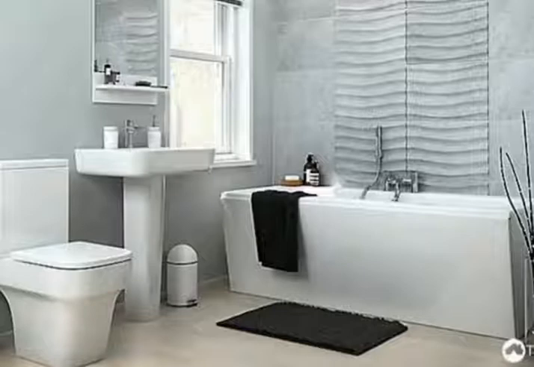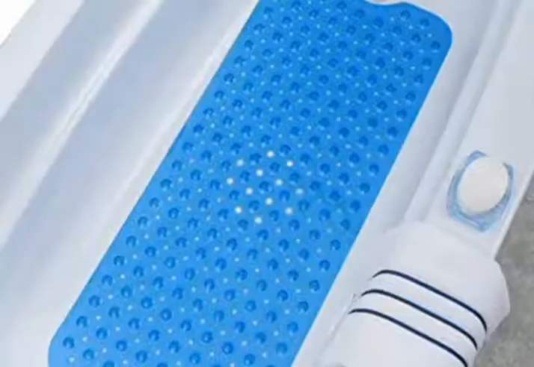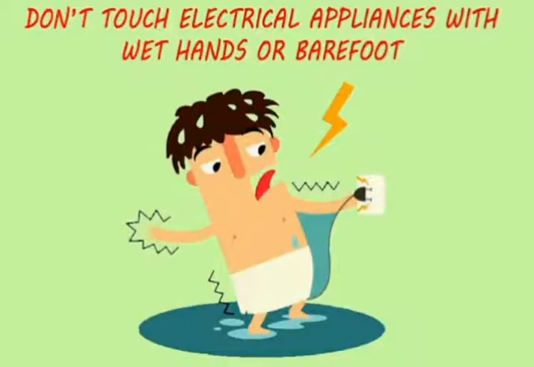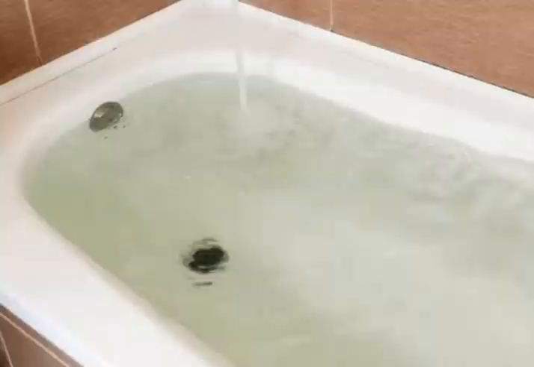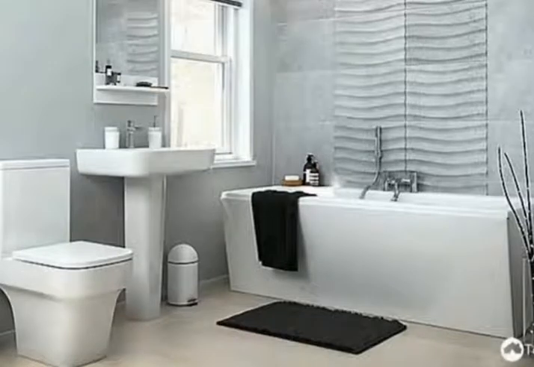Safety precautions or safety measures in the bathroom. A bathroom with a bathtub should have a rubber mat inside to prevent slipping or falling. Never touch electrical appliances with wet or damp hands. Run off the water in the bathtub after use to avoid children drowning in it. Always wash and mop the bathroom floor dry.